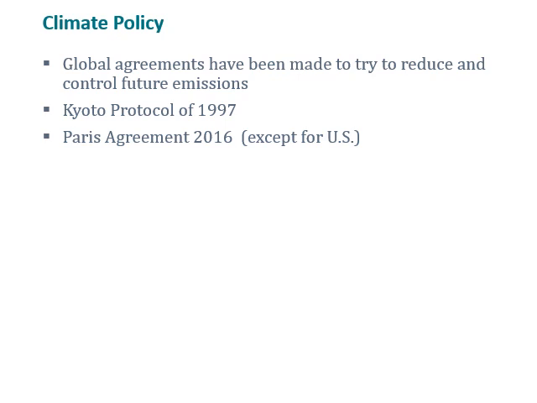Some notable examples of these agreements include the Kyoto Protocol of 1997 and the Paris Agreement of 2016, in which countries have made pledges to curb their greenhouse gas emissions. It remains to be seen whether these agreements will work and whether countries will adhere to their commitments.